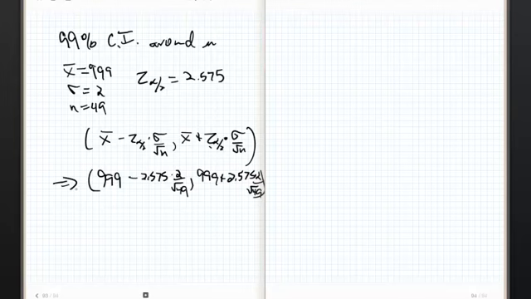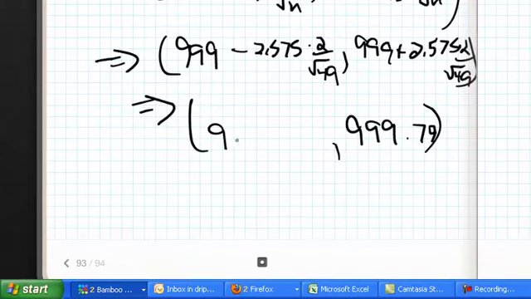And let's see what we get. I need to speak some languages of mathematics here, so bear with me. I've already got most of this in my calculator, so I'm going to enter 2.575 and hit enter, and I end up with 999.74 when I add, and when I subtract, I get 998.26. Now, let's compare that real quick.